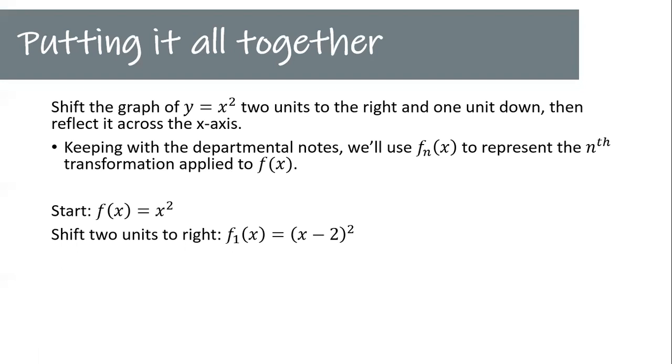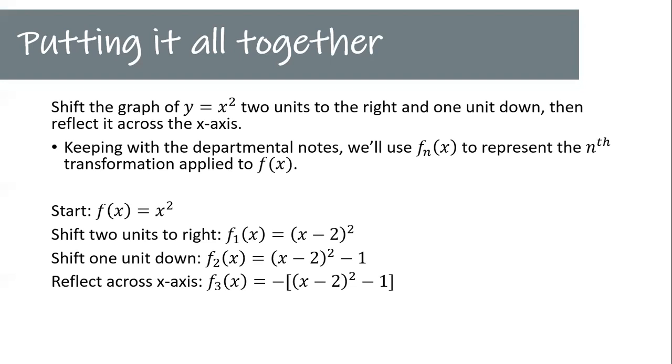When we're done with that, we also need to shift it 1 unit down. When we shift something vertically at all, that comes after the entire function. So we're going to take what we already have with x minus 2 squared, and afterwards we're going to tag on a minus 1 because we want that whole graph to shift down 1. And lastly, we want to reflect it across the x-axis. When we reflect it across the x-axis, that means we need to multiply the entire function by -1. So we're going to have negative everything we just saw: negative x minus 2 squared minus 1.